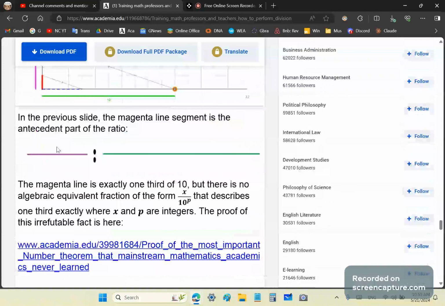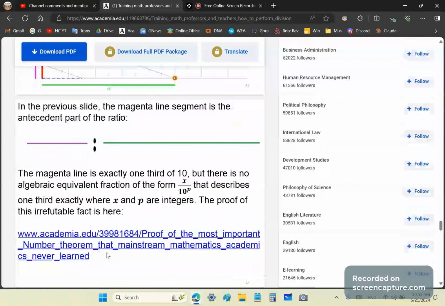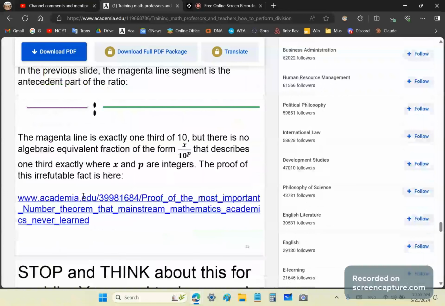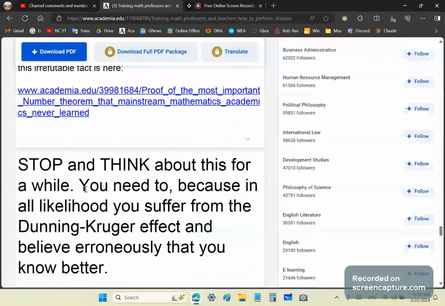And this article here, proof of the most important number theorem, that you morons never learned, is what you need to access and understand why 1/3 doesn't have a measure in base 10. No, not finite, not infinite. Okay, it doesn't have a measure, period.